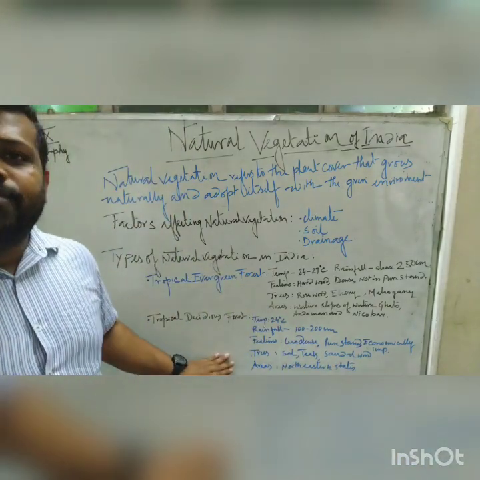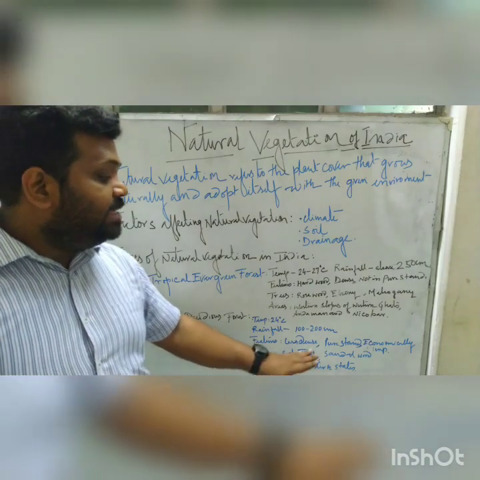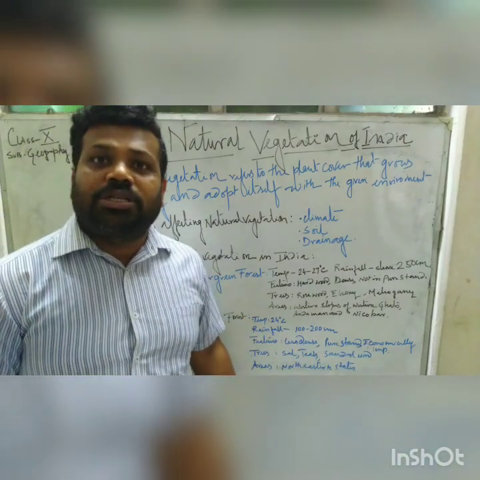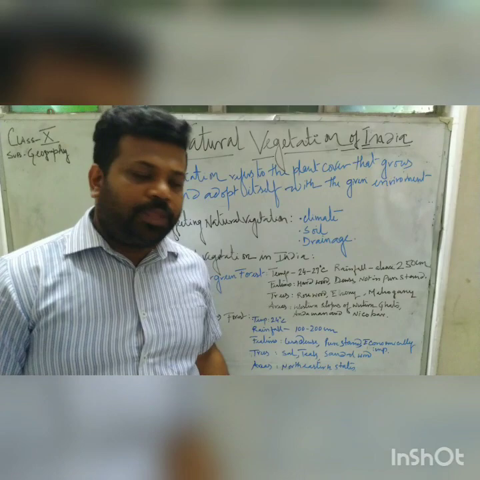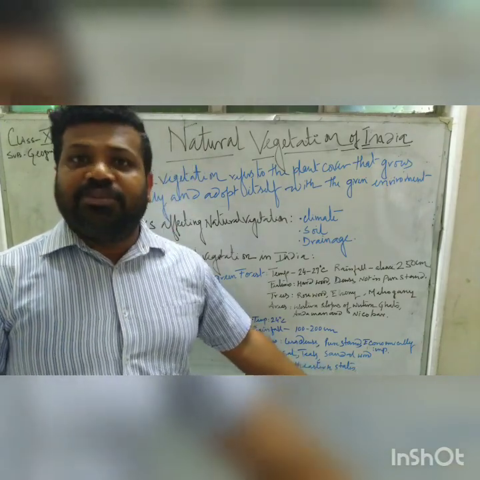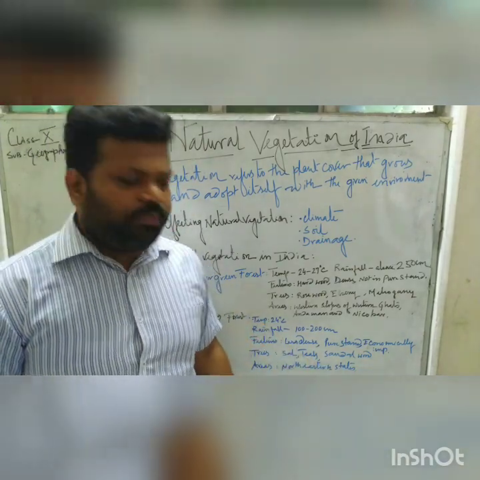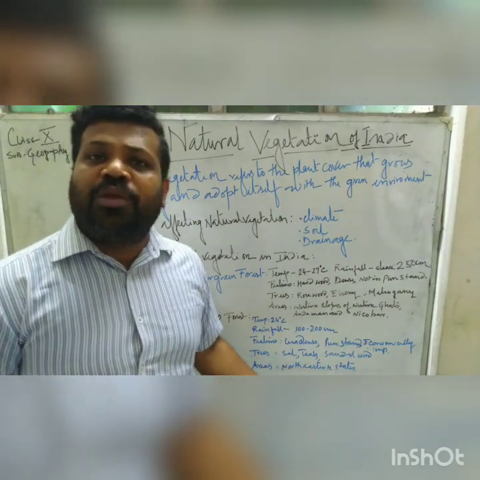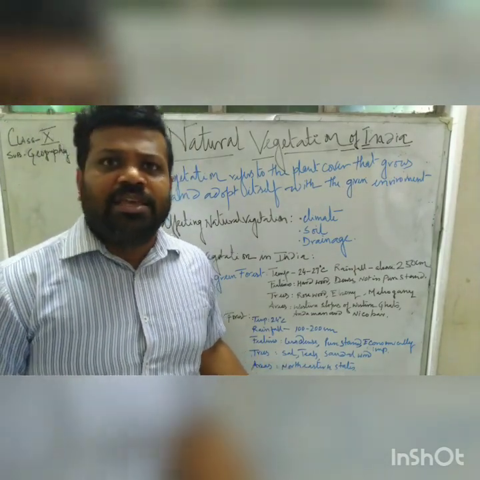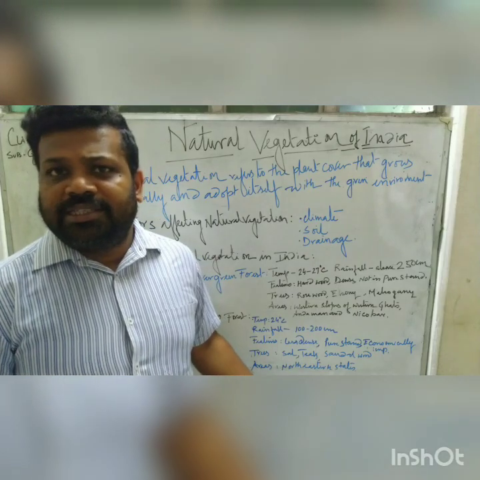Next, the important trees of this forest: shal, teak, sandalwood. These are the important trees of this forest. You know, sandalwood is an expensive wood. It is used for making perfumery. Shal and teak are used for making furniture, buildings, and construction purposes.